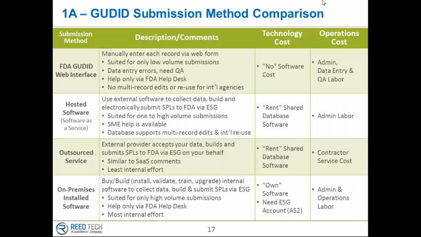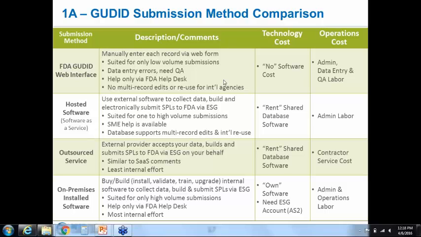Some of the comparison to these submission methods. There is, first off, for the FDA GUDID web interface, as I mentioned, you're manually entering the records. It's really suited for low volume. You have to QA within the system, and you have the FDA's help desk available for you. But again, it's going to be slower in the event that you have to enter everything manually, but if you have one record, maybe that's okay for you.